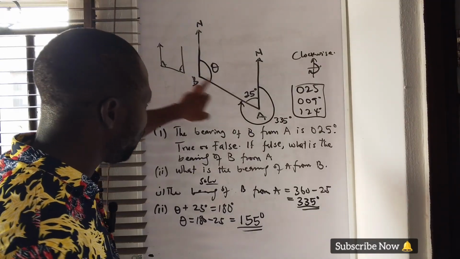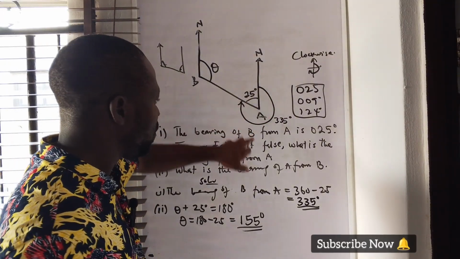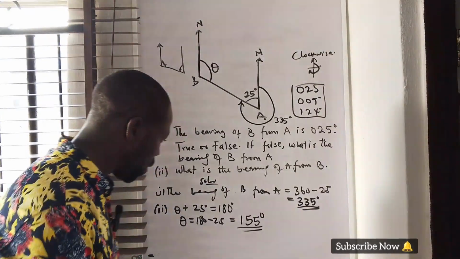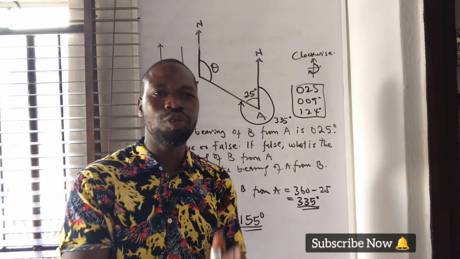The bearing of B from A is the whole of this angle, which is 360 minus 25, and that gives us 335 degrees. All right, this is simple, straight, and so fantastic.